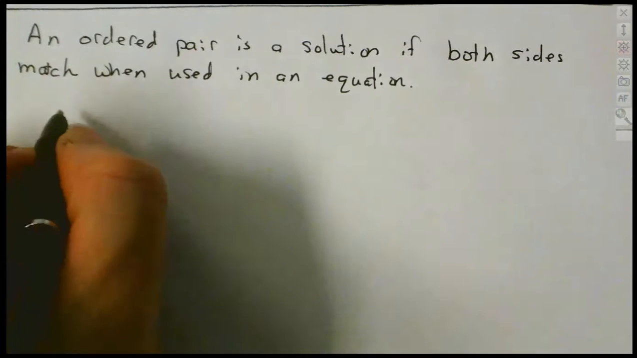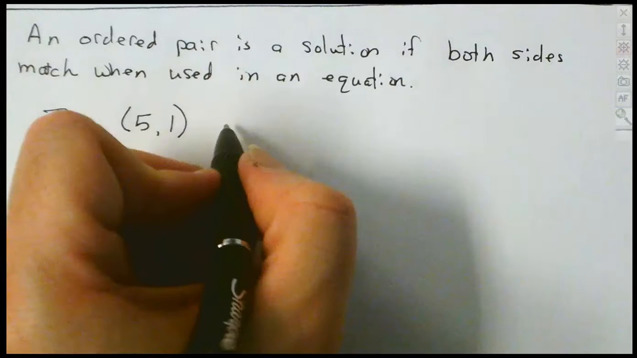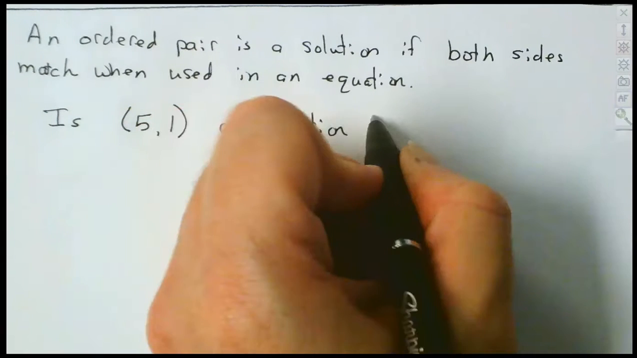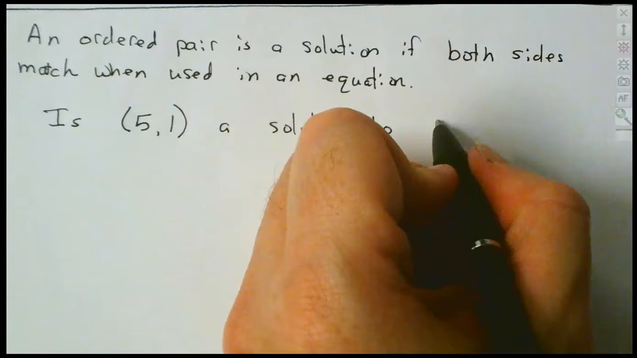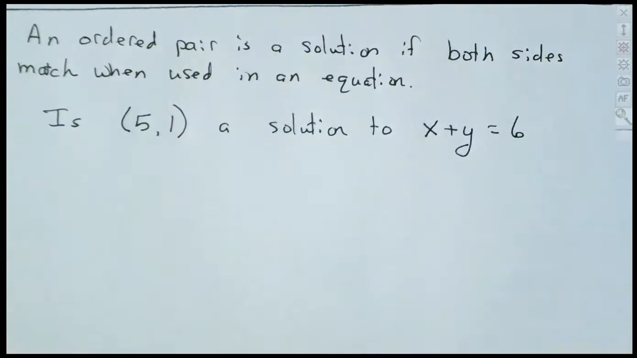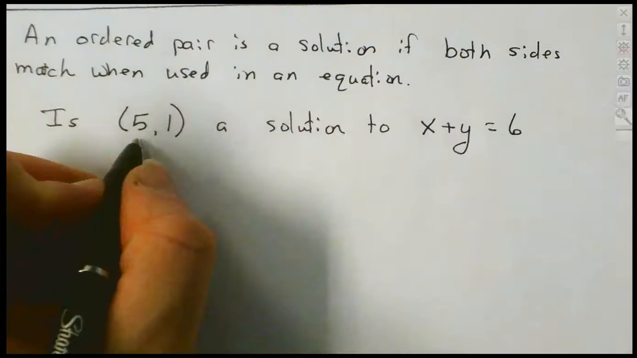So let's start off with this one. So is 5, 1 a solution to x plus y equals 6? So I want to see if this ordered pair is going to be a solution. Now, if it is a solution, when I plug my x and my y in, the sides should match up. Okay, and we can tell on this one, when we do that, it's going to be a solution.